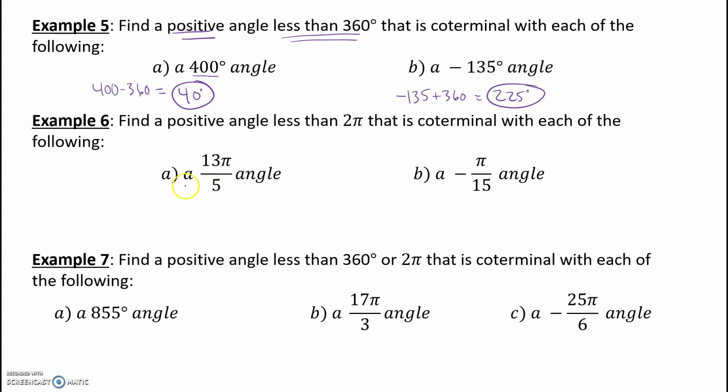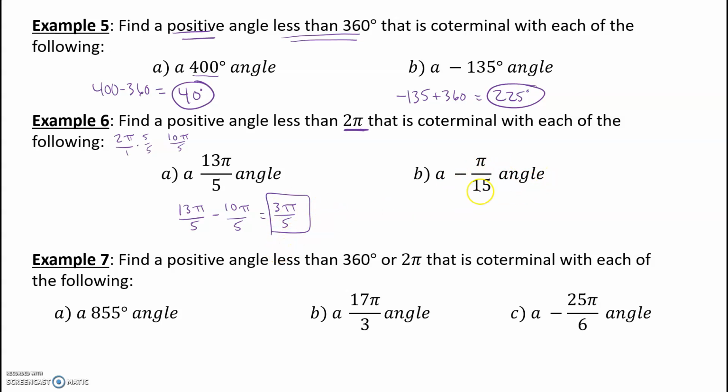In terms of radians, you can add or subtract 2 pi, right? Now, you're going to have to get some common denominators here. Here, if you want a denominator of 5, so 2 pi over 1, multiply 5 top and bottom, you get 10 pi over 5. So for this one, we want to add and subtract 10 pi over 5. Again, you want it less than 2 pi, so we want to subtract here. 13 pi over 5 minus 10 pi over 5, so minus 2 pi, equals 3 pi over 5 radians.